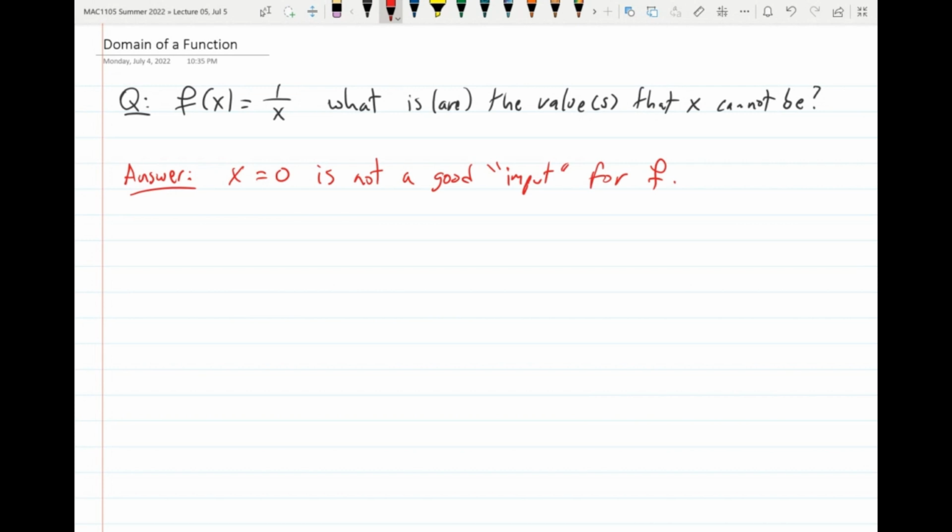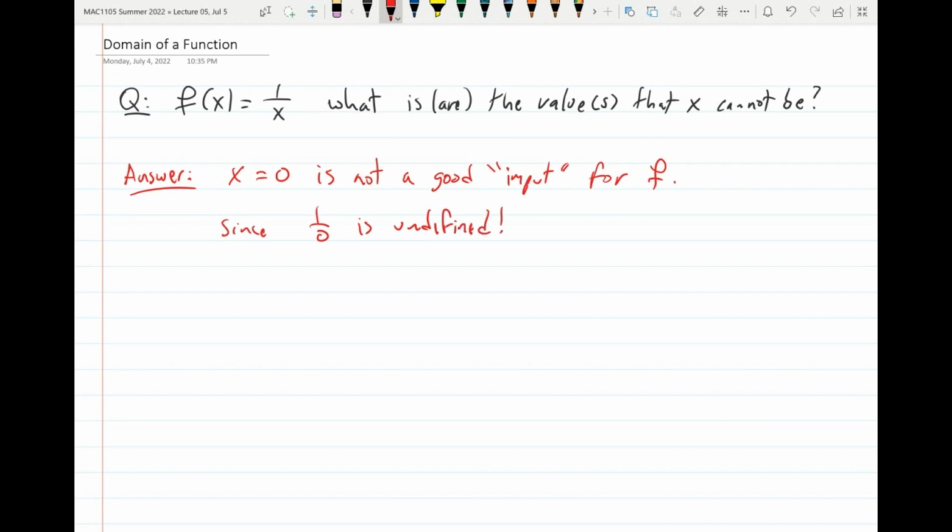It's undefined, right? So remember, to be a function, given an input, you have to receive an output, okay? If you plug in 0 here, you're not going to receive an output. You're not going to get any number back. Do you understand this? You cannot divide by 0. So the thing is, because division by 0 is not defined. Since 1 over 0 is undefined.